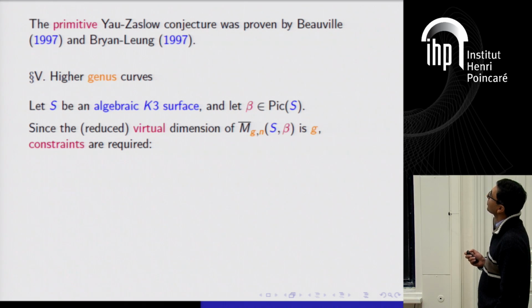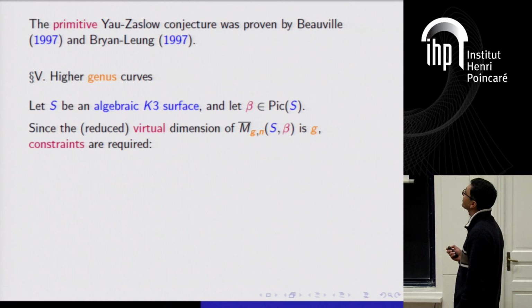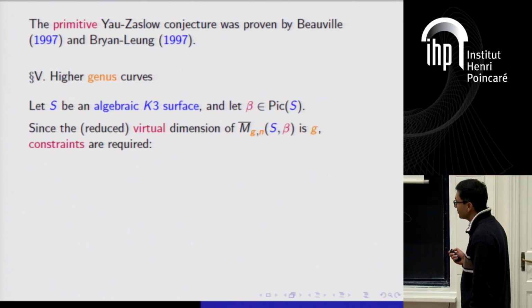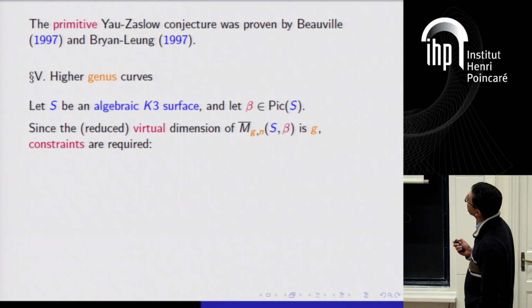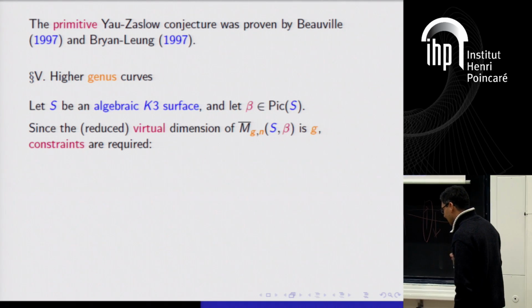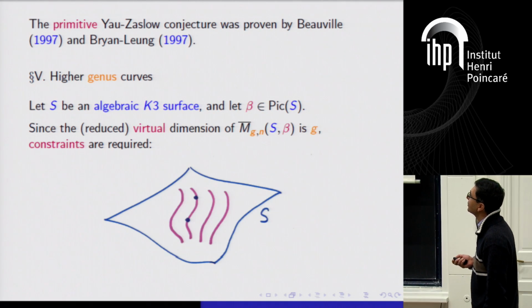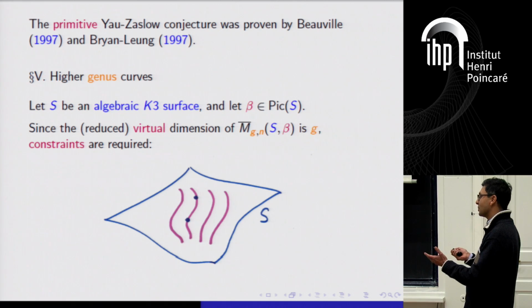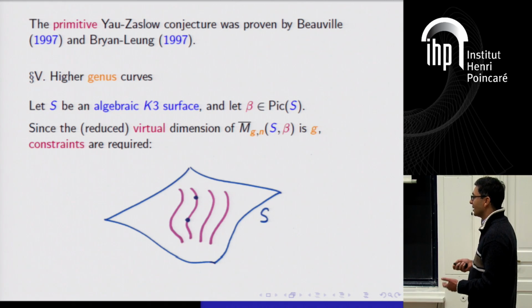Now, as I said before, this moduli space has dimension. If it's looking at genus G curves, it should have dimension G. So unlike the rational curves, where we expected finitely many of them, in higher genus we expect families of them, G-dimensional families. So here I tried to draw, this is a family of curves, not just finitely many.